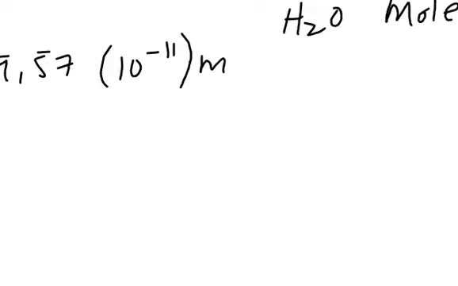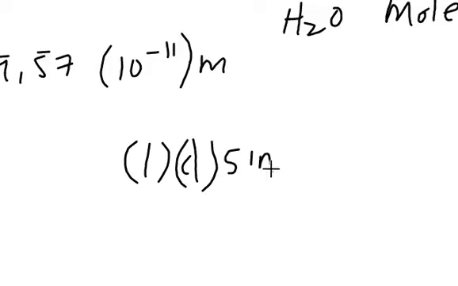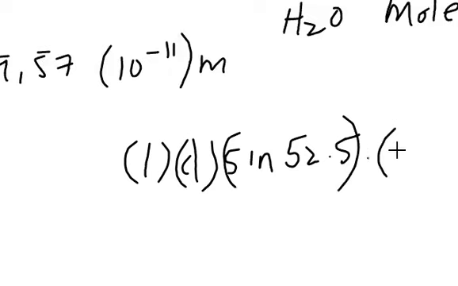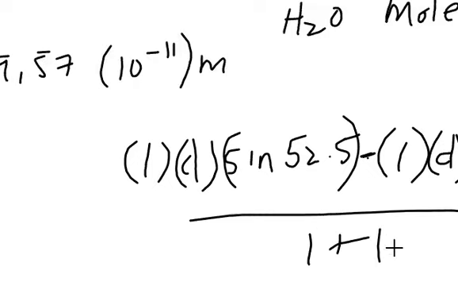So what I'm going to have is 1 times D times sine of 52.5. And then that's going to be minus 1 times D times sine of 52.5, over 1 plus 1 plus 16 plus 16. And that's going to give you 0.